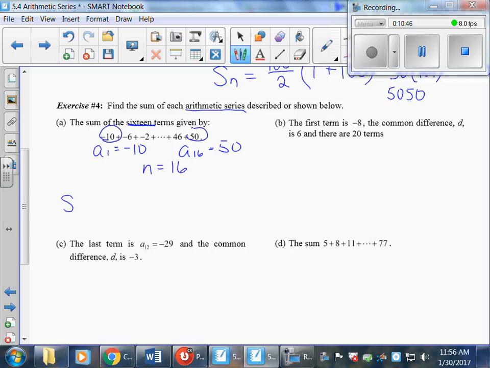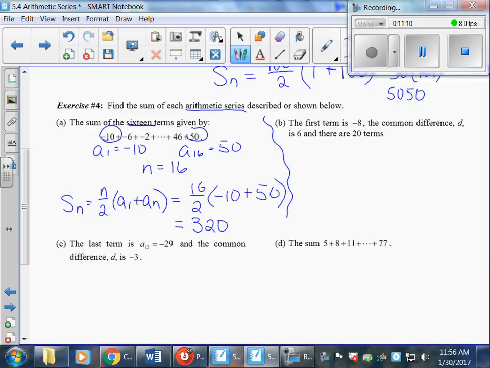So let's use our formula. Sn equals n over 2, a sub 1 plus a sub n. So that's going to be 16 over 2, the first term plus the last term. Do the math, and this one comes out to be 320. I'm not going to spend a long time going over the math. I figure you guys can do that in your calculator pretty easily.